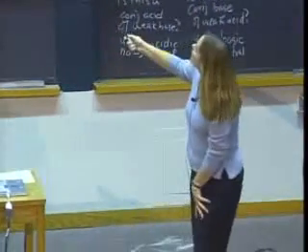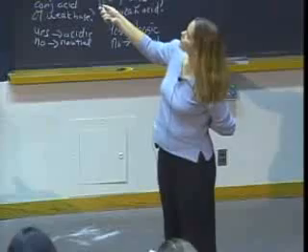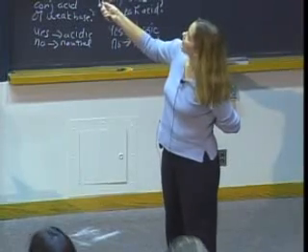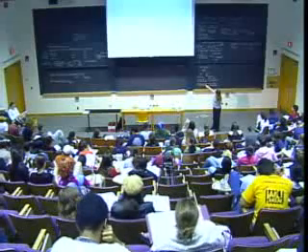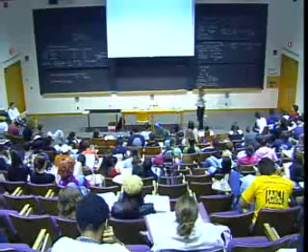All right, so let's look at a buffer example. In all buffers, you're going to have an acid mixed with its conjugate in the form of a salt to get a dynamic equilibrium.